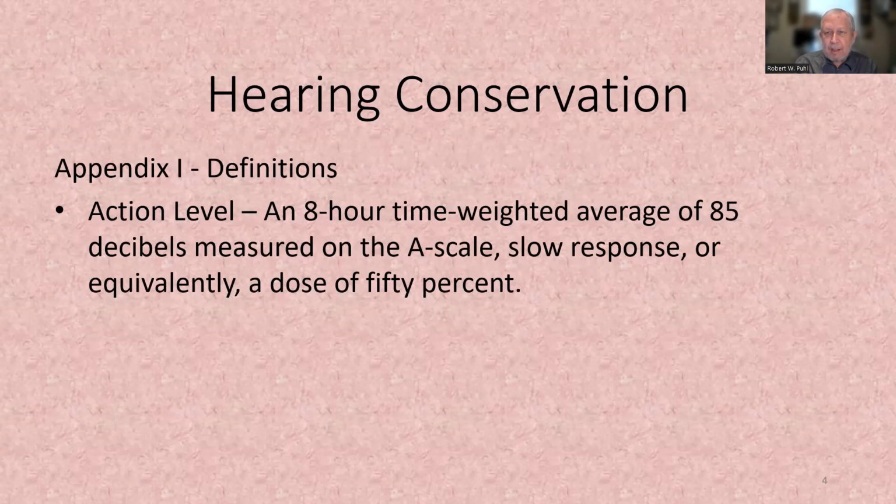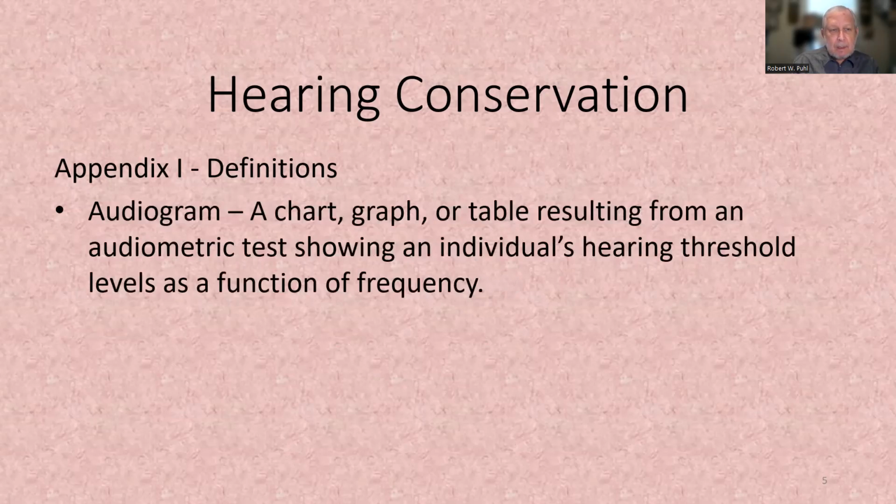So here you go. This is Appendix I, definitions. Action level: an 8-hour time-weighted average of 85 decibels measured on the A scale, slow response, or equivalently a dose of 50%. So the main thing is the A scale, slow response. Your meter will tell you the A scale, and that'll be pretty obvious. This is a key thing to know: the action level, 85 decibels. And action level means you have to take action.